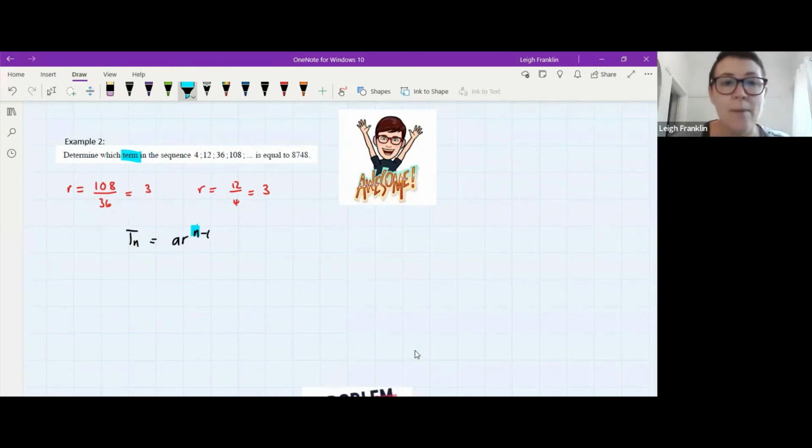So that means we need to take this 8748 and pop it on the left-hand side, because that's a Tn, which term in the pattern is equal to this. The value of A is 4. The value of R, as we've established, is 3, to the power of n minus 1.